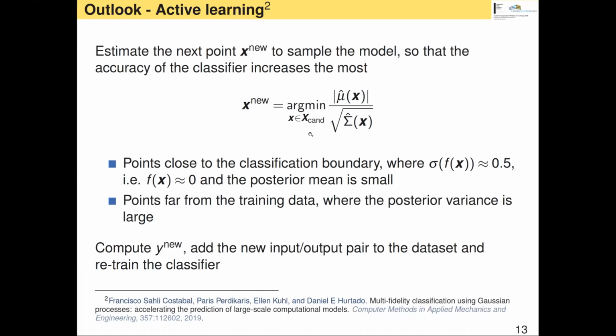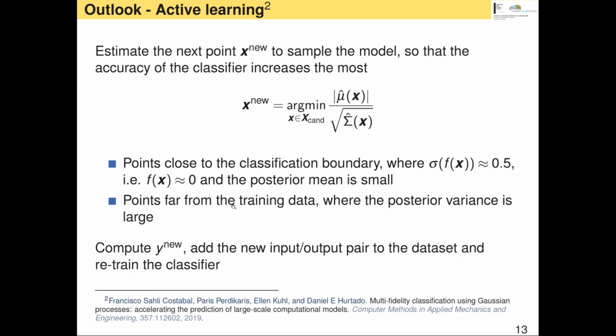The reason for this optimization problem is that we want to balance two concepts. On the one hand, we want points that are close to the classification boundary, where sigma of f of x is approximately 0.5, which means that f of x is approximately 0 because of our choice of sigma, and the posterior mean is small. On the other hand, we want points that are far from the training data, so where the posterior variance is large.